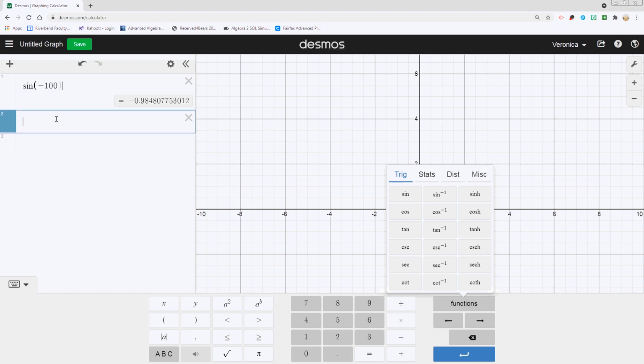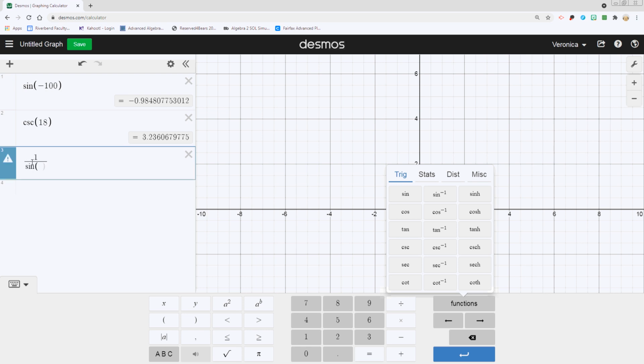You can literally type in, for instance, if we wanted cosecant of 18, there we go, 3.236. I don't have to do 1 divided by. I can, and I will still get the same thing, 1 divided by sine of 18. Notice it gives me the exact same answer. So it's up to you whether you want to use Desmos or your calculator.